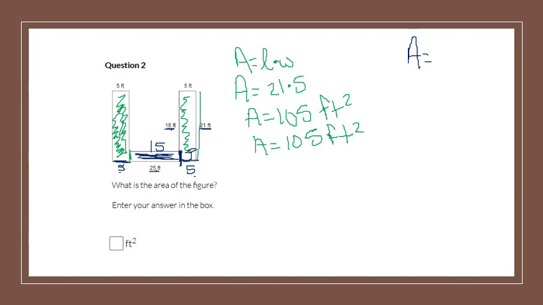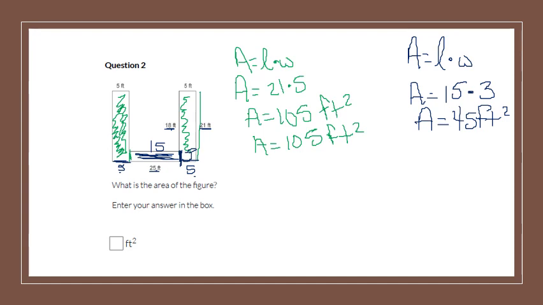So I'm going to say area equals length times width. The length is 15. The width is 3. And when I multiply those, I get 45, and that's feet squared. So now all I need to do is add these up. I'm going to add 105 plus 105 plus 45, and I get 255 feet squared.